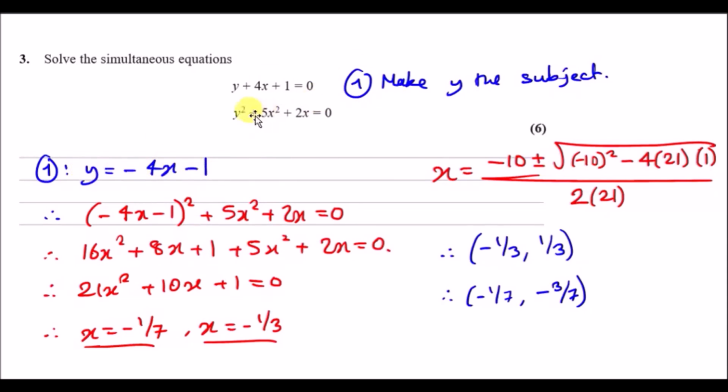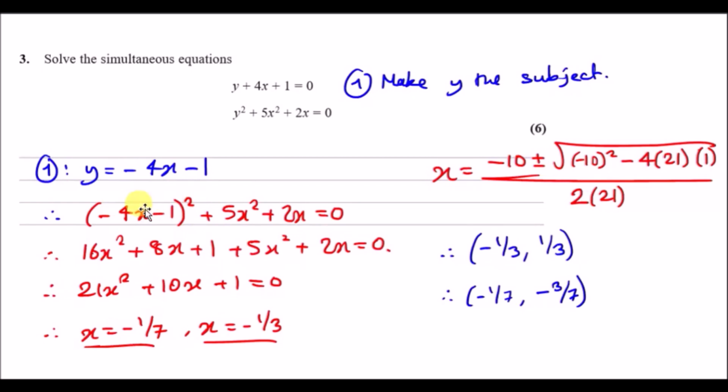And then substitute this one into y squared here, so you're going to get minus 4x minus 1, all to the power of 2, because it's squared. And then you copy out the rest of the equation like normal. Now be careful how you expand this one. Remember, this one means there's 2 brackets, so it's minus 4x minus 1 times minus 4x minus 1.